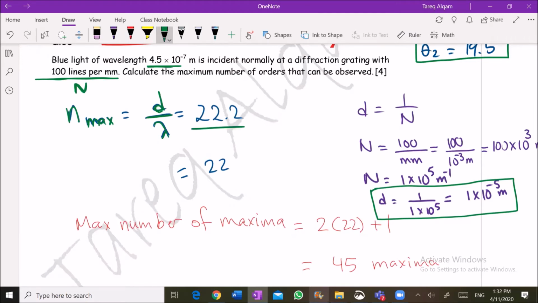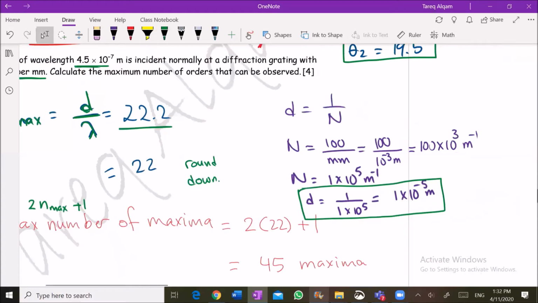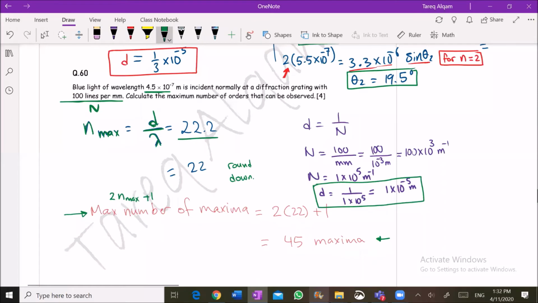Always we have to round down, guys. If I want to find the maximum number of maxima, how many maxima will I see? We said this is 2 N max plus 1. So 2 times 22 plus 1, we have 45 maxima. We will complete this part next time.